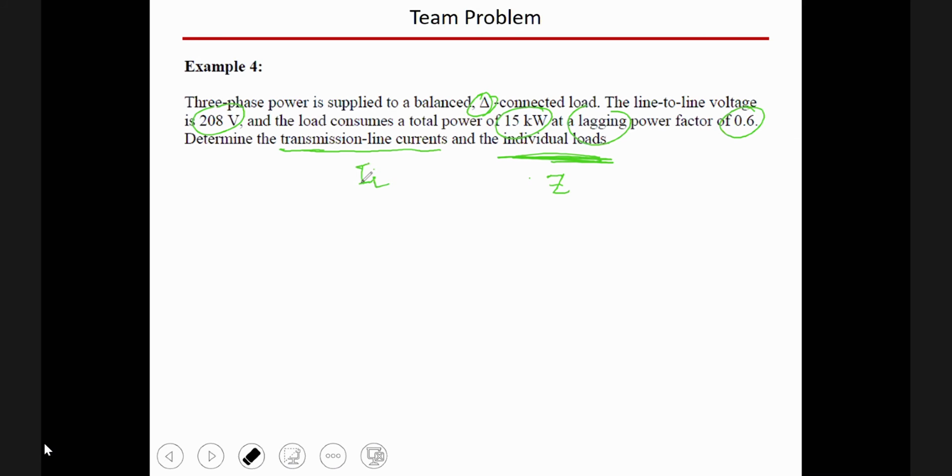Doctor, he didn't specify the type of the source, whether it is delta or Y? Well, you don't need it here, right? Because you already have delta load, and he's given you the line voltage. So that's it. You don't need to go back to the source. Okay?